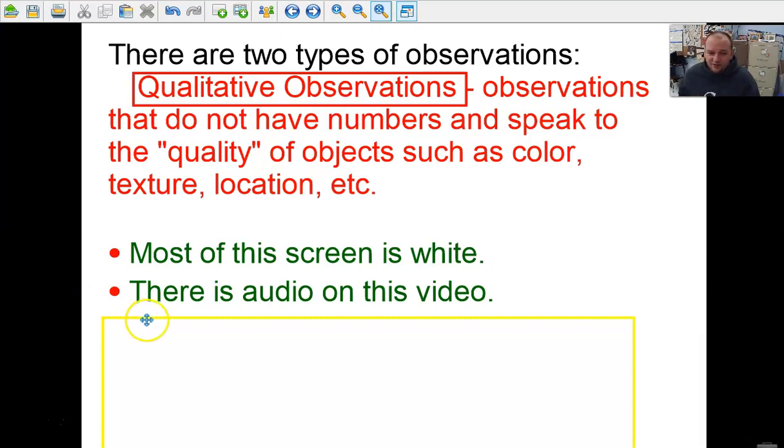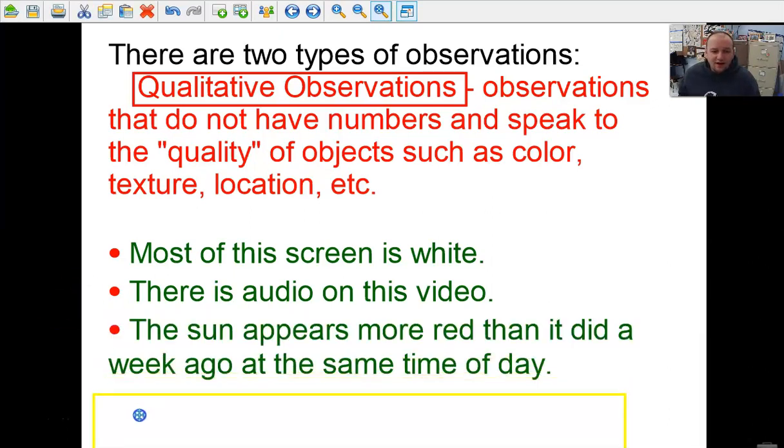Again, adding information. And finally, the sun appears more red than it did a week ago at the same time. Again, you got to think back a little bit. Maybe you could measure this, but as it is here, this is just a qualitative observation.